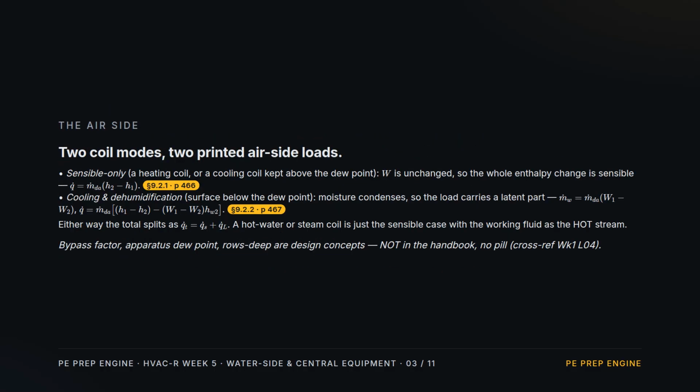The air side has two modes. A sensible-only coil, a heater, or a cooling coil above the dew point, holds the humidity ratio, so the whole enthalpy change is sensible. A cooling and dehumidifying coil runs below the dew point. Moisture condenses, and the load picks up a latent part, with a small condensate enthalpy correction. Either way, the total is sensible plus latent. A hot water or steam coil is just the sensible case with the fluid as the hot stream. Bypass factor and apparatus dew point are design concepts, not in the handbook.